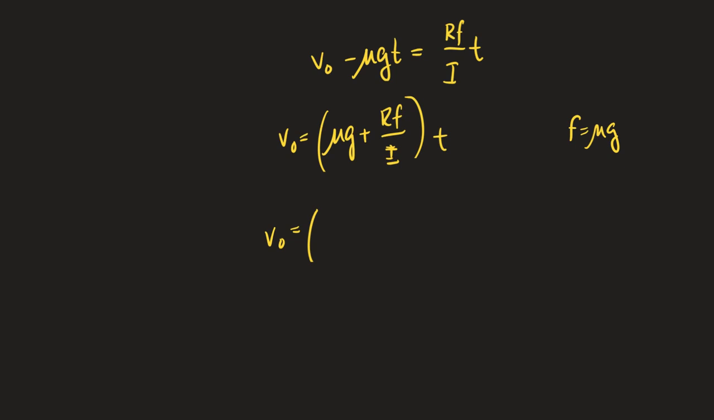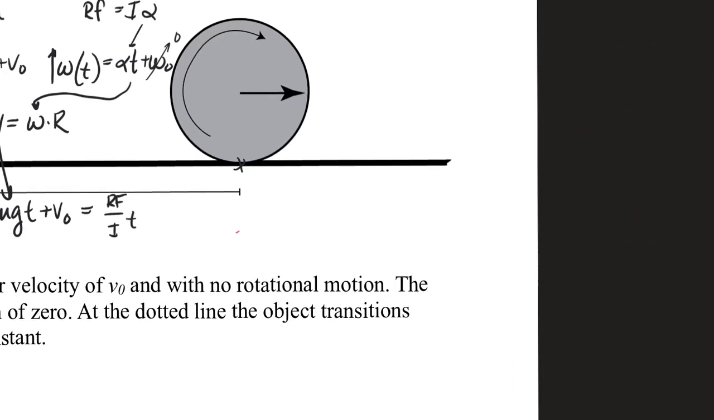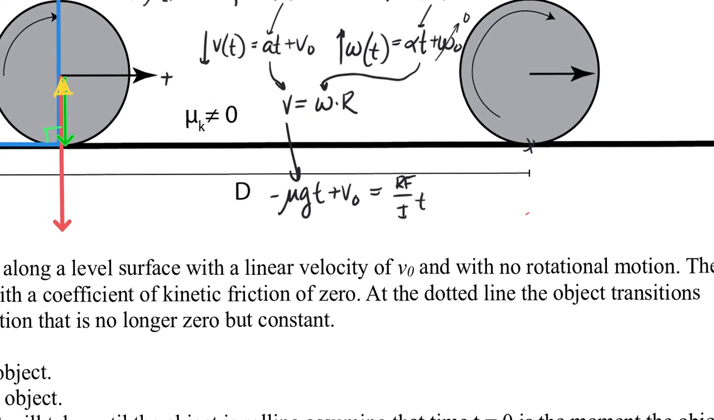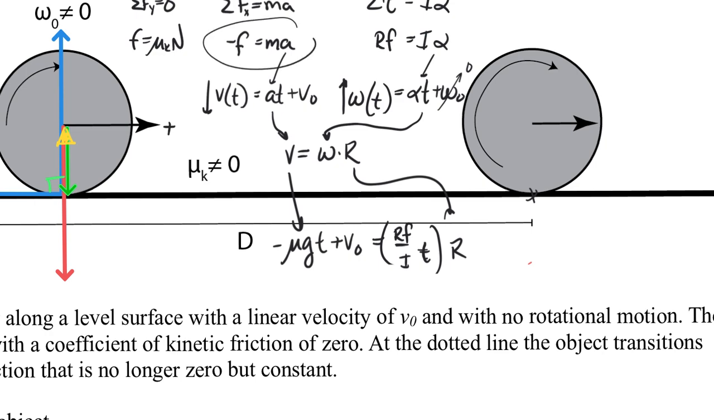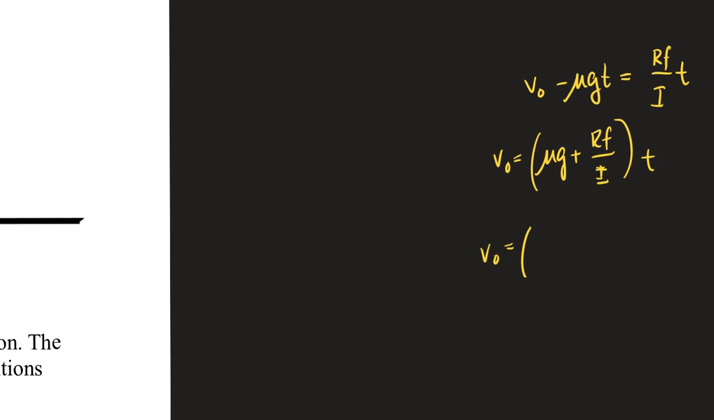Oh, I'm sorry. Stop for a minute. I'm jumping the gun here. Not much, but I'm not being consistent, and I want to be consistent. This is RFT, but I still have to multiply all of that by R. Okay? And F is still based on friction.